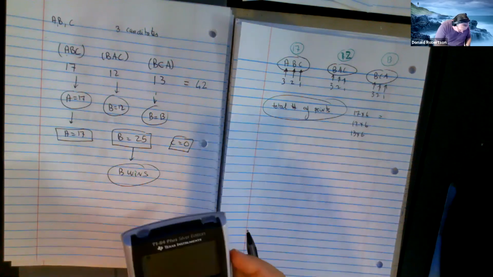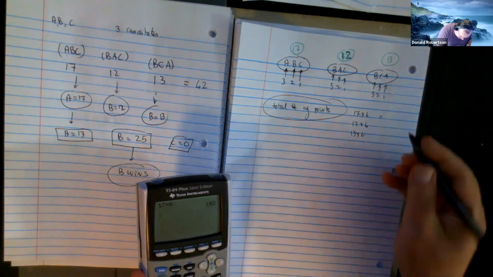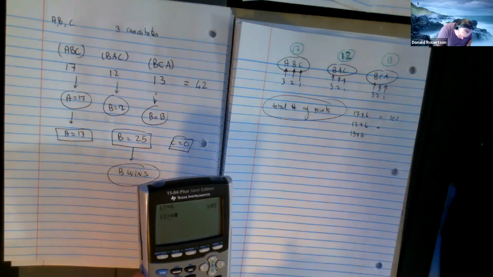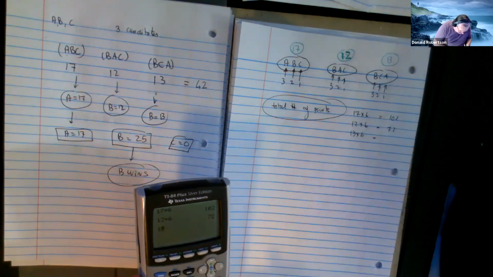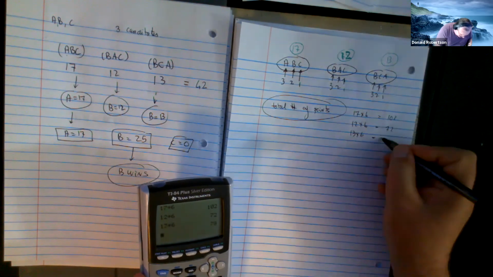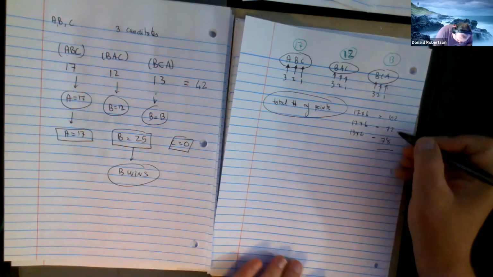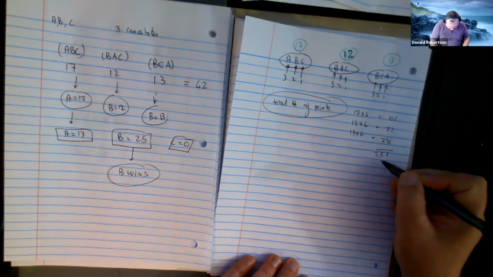So in this case, I have 17 times 6. There's 102 points. 12 times 6. There's 72 points. And 13 times 6. There is 78 points. And that's 10, that's 2, carry 1, 15. There are 242 points.